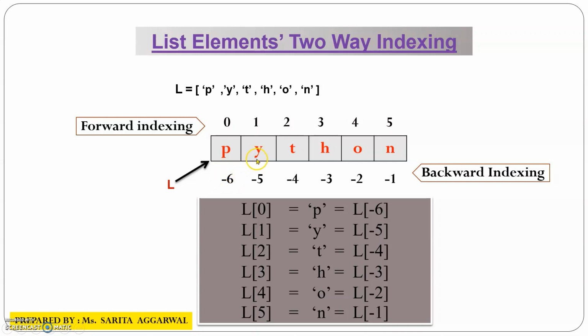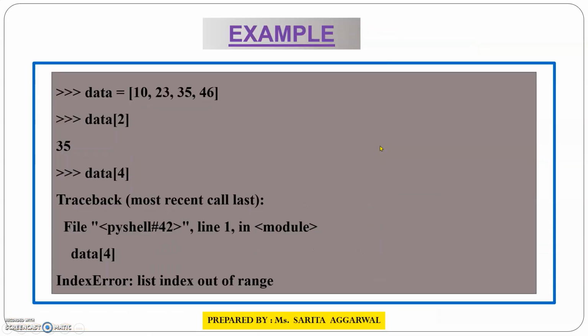It is a similar case for y. To access y in forward indexing we use L of 1, and in backward indexing that is L of -5. ये दोनों ही इंडेक्स क्या करेंगे, किसको एक्सेस करेंगे, y एलिमेंट को। क्लियर। And this procedure is followed for the rest of the elements. And this is the example. Now let's do practically.